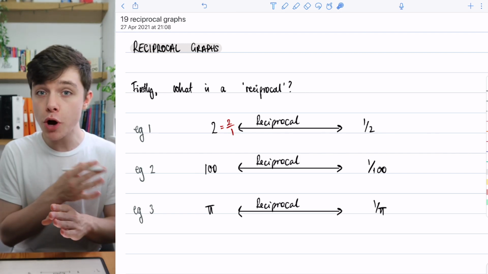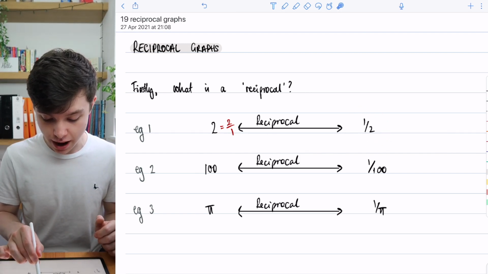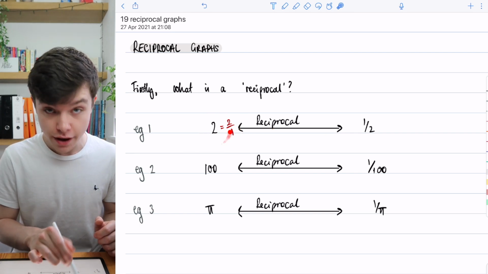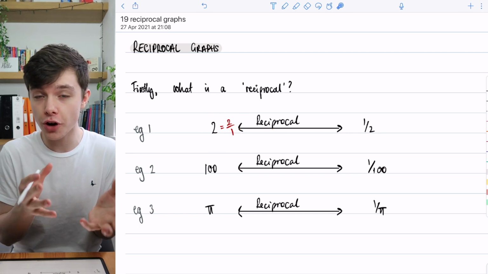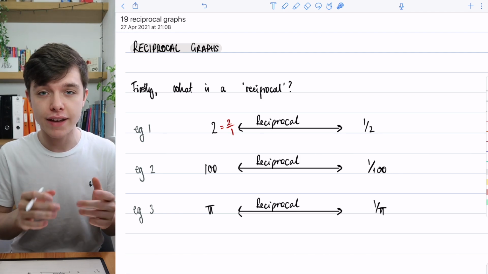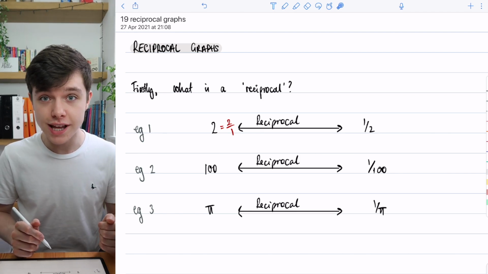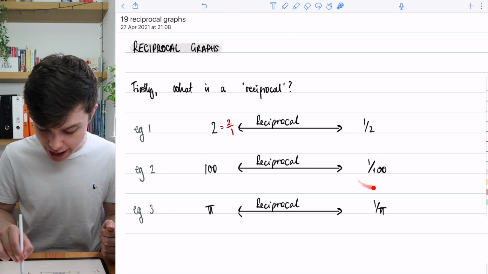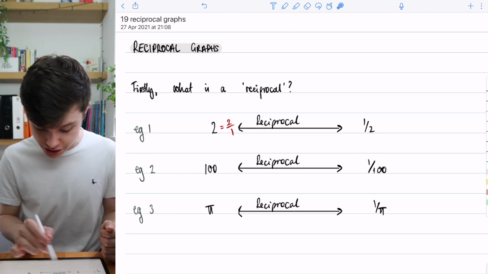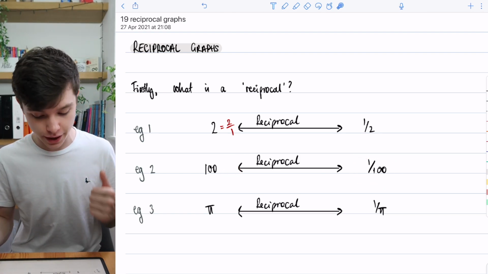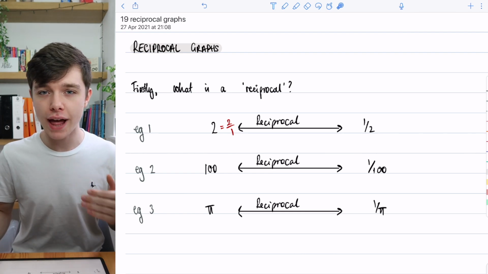Okay, it also works the other way. The reciprocal of a half, we can follow this arrow. Flipping the fraction gives us 2 over 1, or writing 1 over a half gives us 2 over 1, which is then just 2, okay? Again, the reciprocal of 1 over 100 is just 100, etc. Okay, so those are three numerical examples.